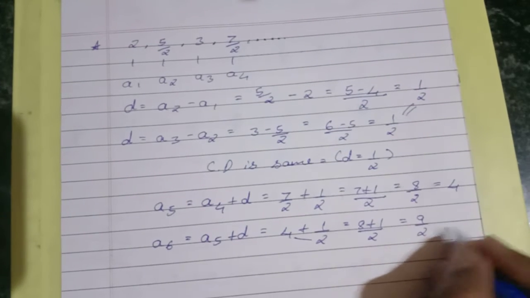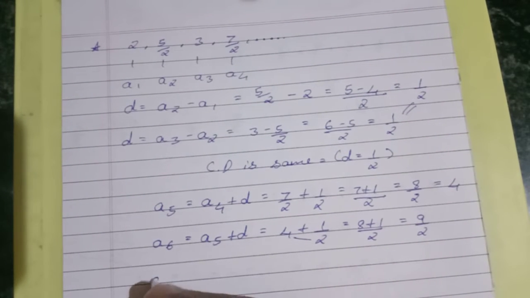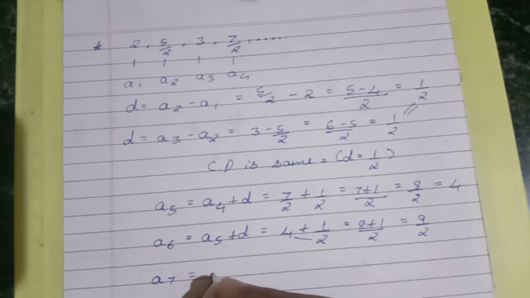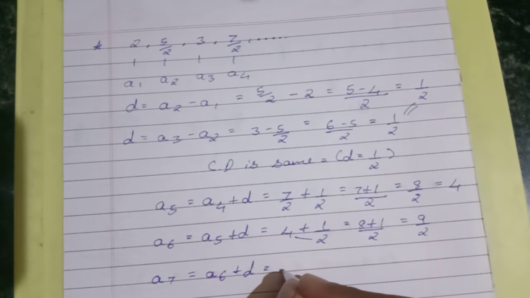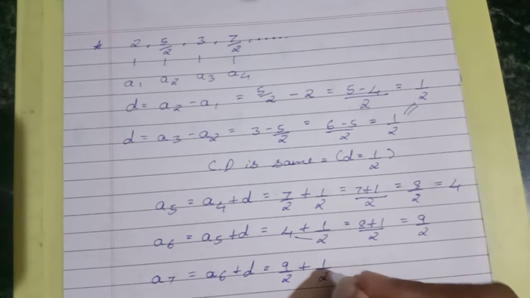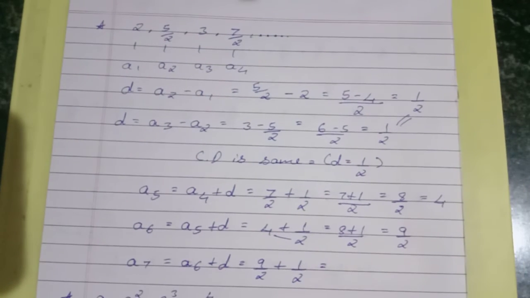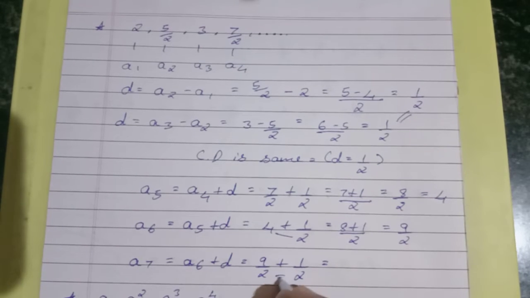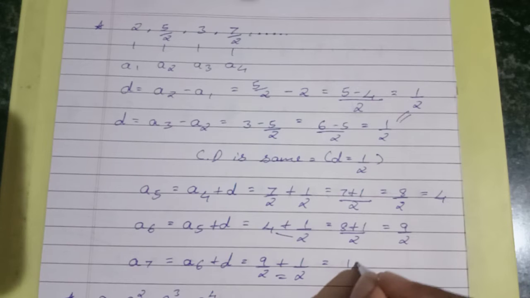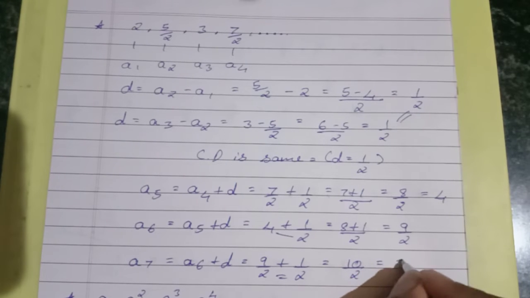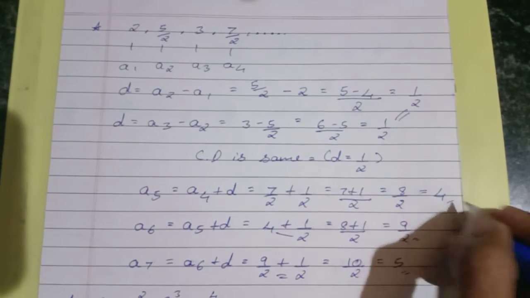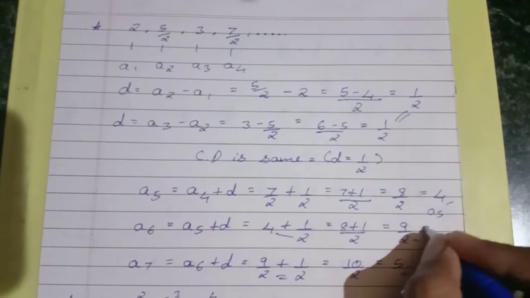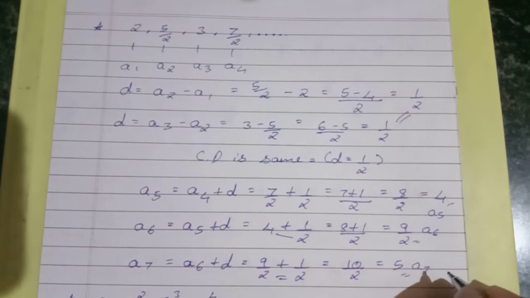Now we should leave this as it is, 9 by 2. A7 is equal to A6 plus D, which is equal to 9 by 2 plus 1 by 2, which is equal to 10 by 2, because the denominators are the same and 9 plus 1 is equal to 10 by 2. 10 by 2 is nothing but 5, since 2 fives are 10. Here we have found A5, A6 and A7.